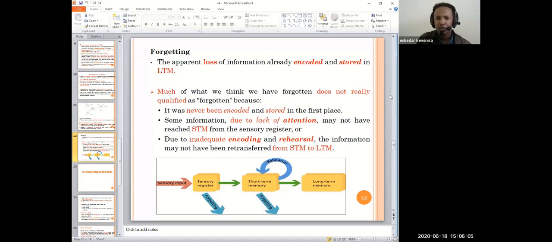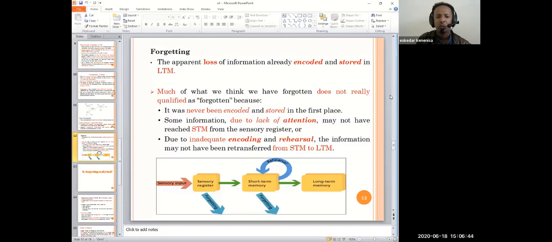Forgetting means loss of information already encoded and stored in long-term memory. If the information doesn't reach the long-term memory, we cannot say we have forgotten it. To be forgotten, it has to be stored in the long-term memory.